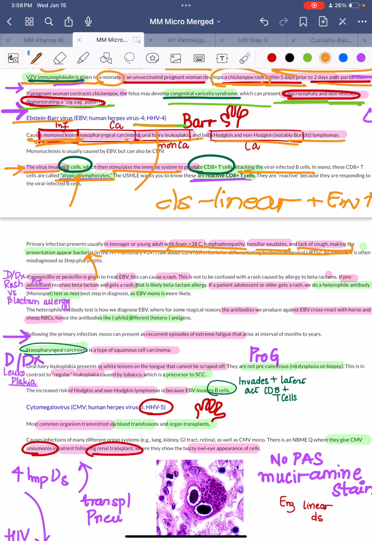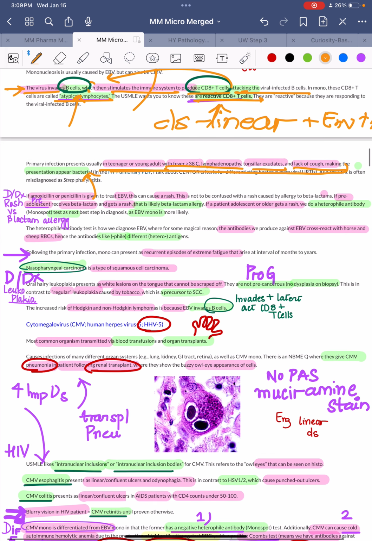So the virus attacks the B cells, but the CD8 cells are going to attack the infected B cells. That is the particular reason that in this disease, the immune system is making a lot of CD8 plus T cells. So what you would expect on the blood smear is lots of atypical lymphocytosis. Atypical lymphocytes can also be a reactive lymphocytosis due to the T cells attacking the virus-infected B cells.